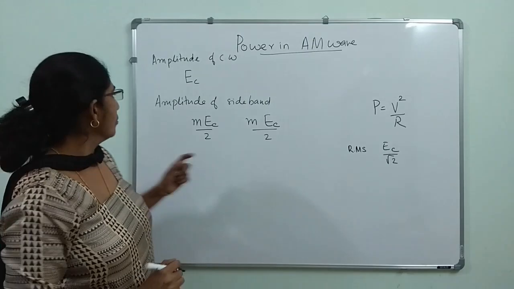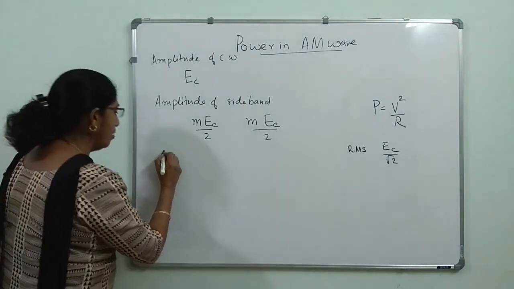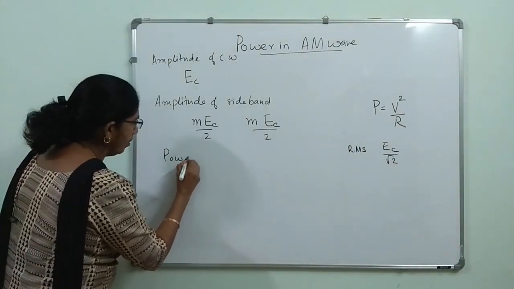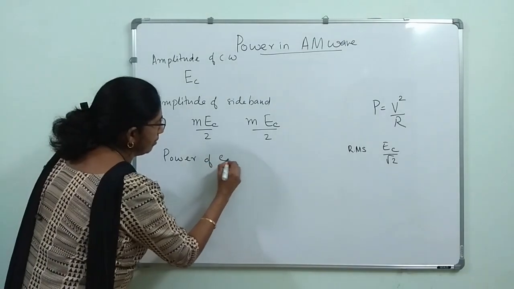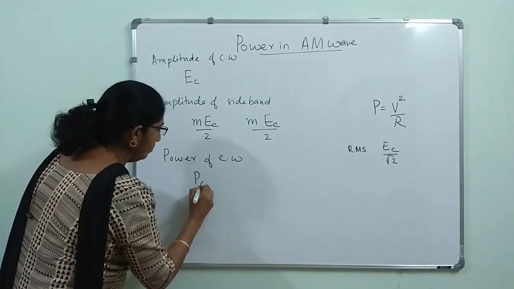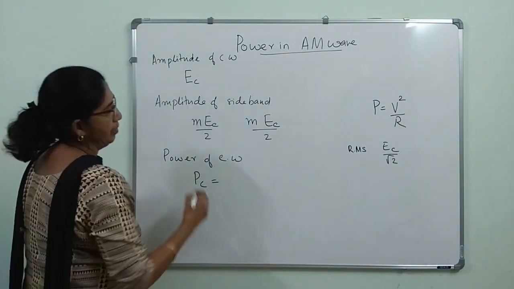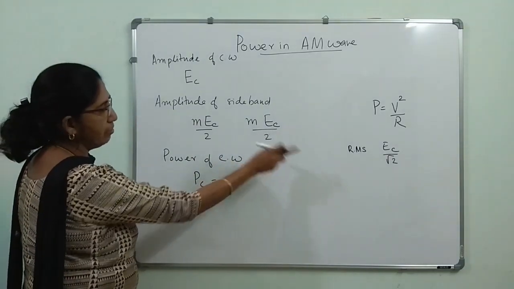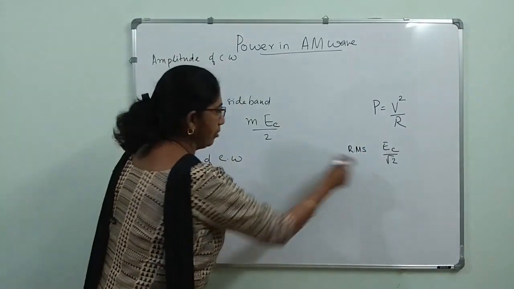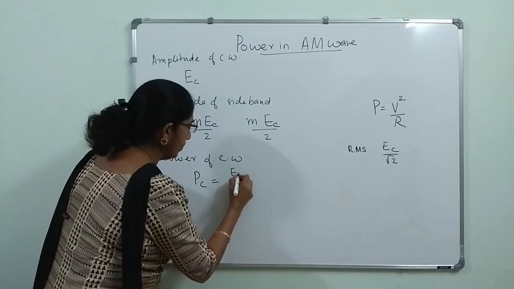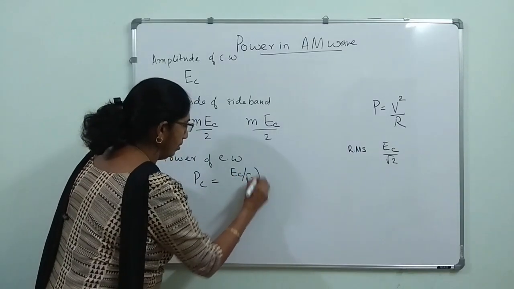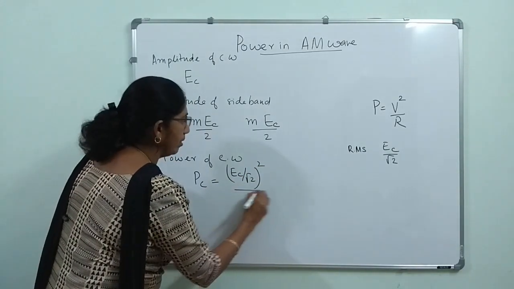Okay. So I'll write down what is the power of the carrier wave, PC. That will be equal to, instead of V, we have EC by root 2. So this will be EC by root 2 the whole square divided by R.